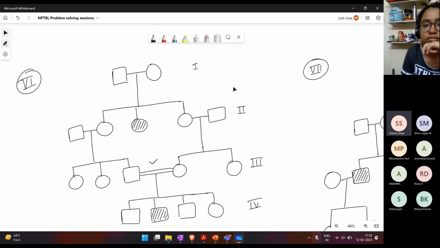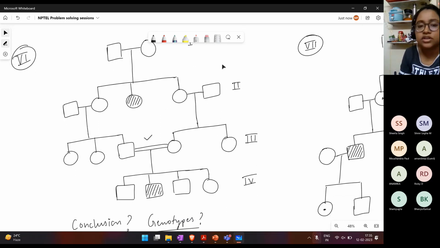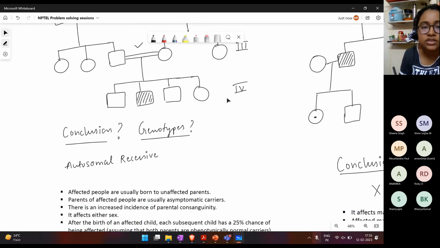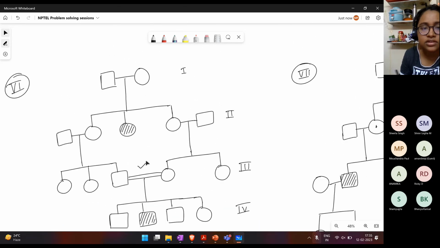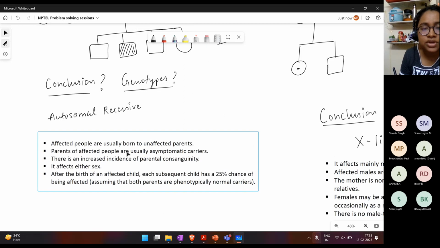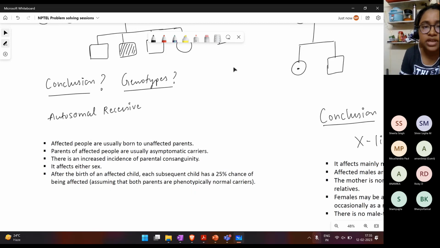No, ma'am, it is autosomal recessive. Okay, thank you, Shweta. So let's check. Yes, it is autosomal recessive. What we see here is that affected individuals are usually born to unaffected parents. Here, this daughter has unaffected parents, correct? Then the parents of affected people are usually asymptomatic carriers.